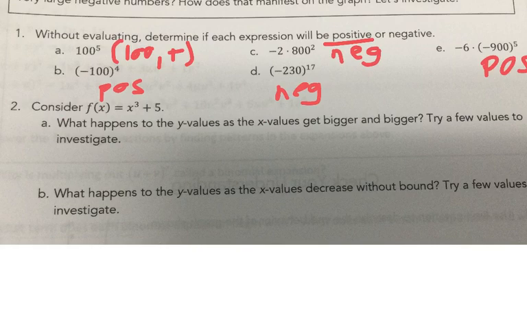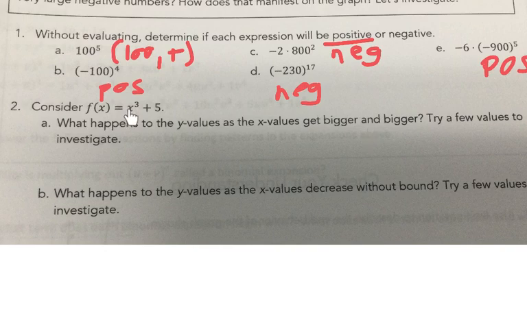Okay, 2. Consider f of x equals x cubed plus 5. What happens to the y values as the x values get bigger and bigger? You can just try a few values to investigate. What if I plugged in 100 here for x? Well, 100 cubed is going to be a positive number, and then plus 5 is just going to make it a little more positive. So as I plug in really big x's, the y values get bigger and bigger.